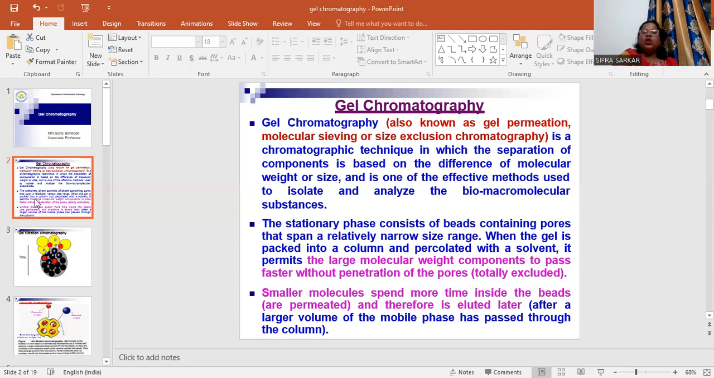So larger molecular size will be totally excluded, and the smaller molecular size components will be fixed into the gel. Smaller molecules spend more time inside the beads that they permeate, and therefore are eluted later, after a larger volume of the mobile phase has passed through the column. So larger molecules pass faster and smaller molecules pass slower, requiring a larger volume of solvent.